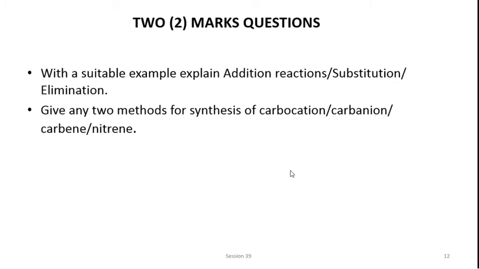So there are no specific type of production of these particular reactive intermediates for your syllabus, and hence you are supposed to write any two methods which are generally used for synthesis of either carbocation, carbanion, carbene or nitrene molecule.